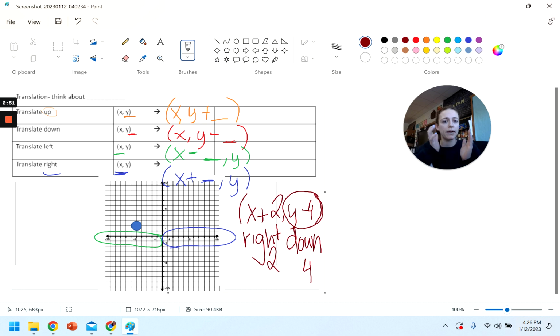Now you might see them combined like this in parentheses, or you might see them one at a time where it would just be x plus 2 and then comma y. Regardless of which way it is shown, they mean the same thing. And I hope that helps review translation.